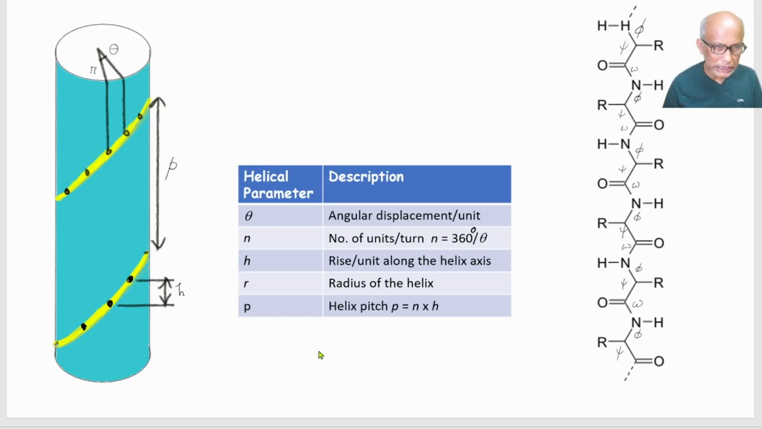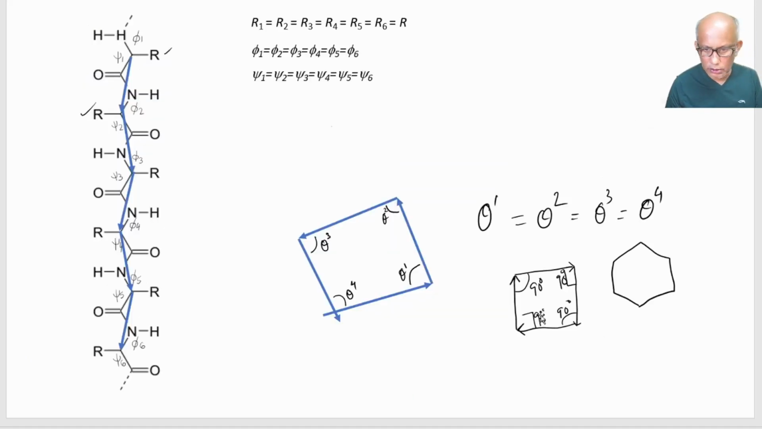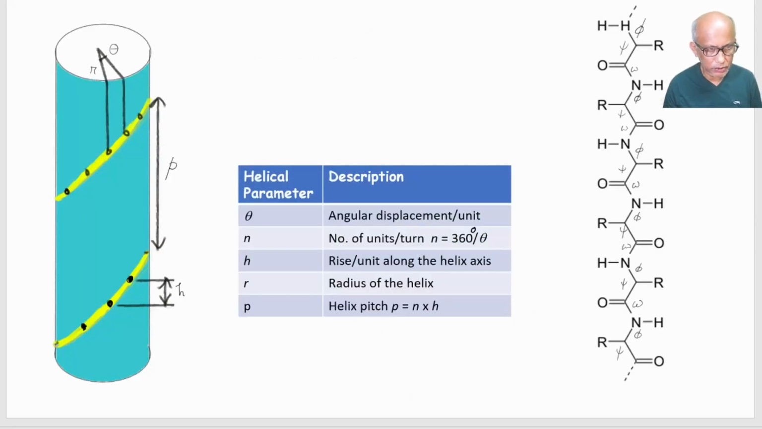So this displacement is equivalent to the previous example which I took. If theta is equal to 90 degrees, then my step is a turn. But of course, it need not be 90, it can be whatever you want. So how many such monomers will cover a turn?